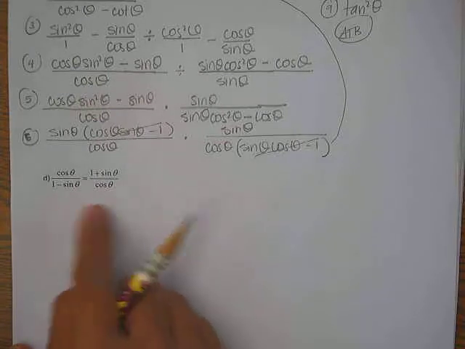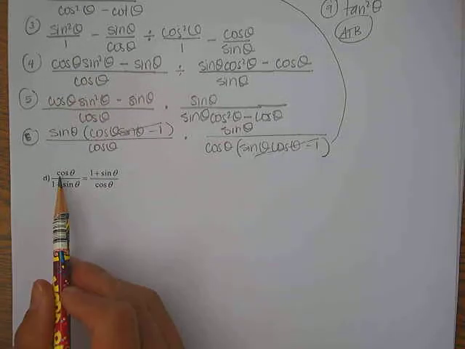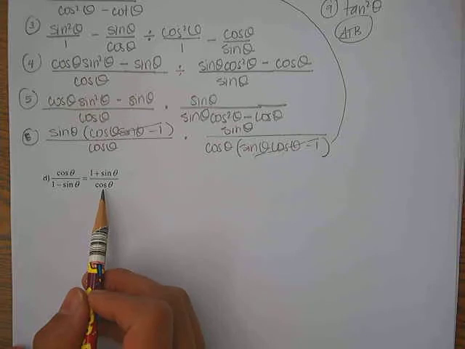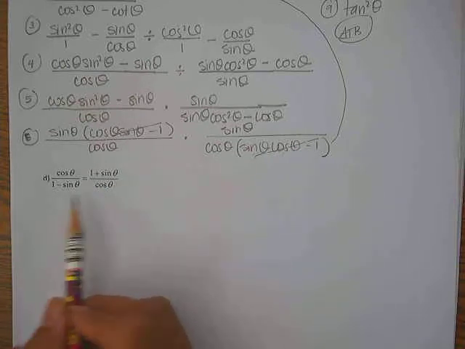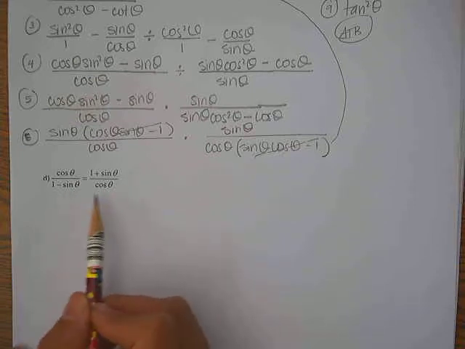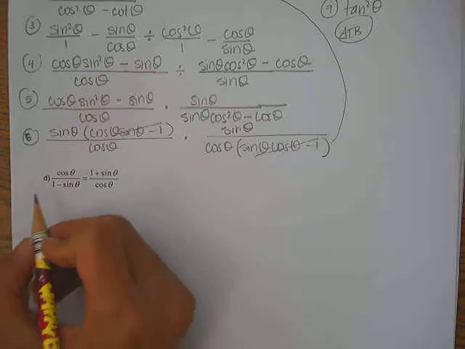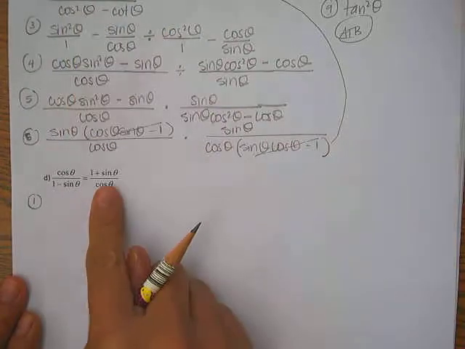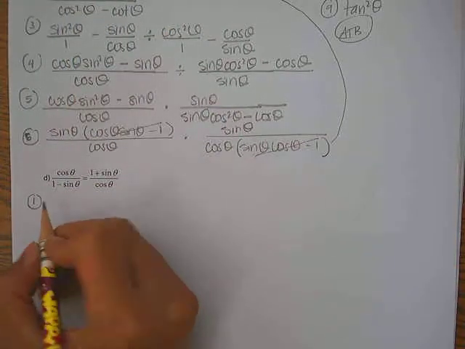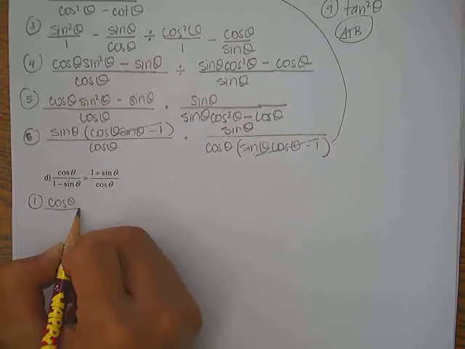Okay, this one, they both look very similar, right? This one has cosine on the top. This one has cosine on the bottom. This one has 1 plus sine. This one has 1 minus sine. So not one is more difficult than another. So for this one, you can just pick. Since these are equally easy, I'm gonna pick the right.